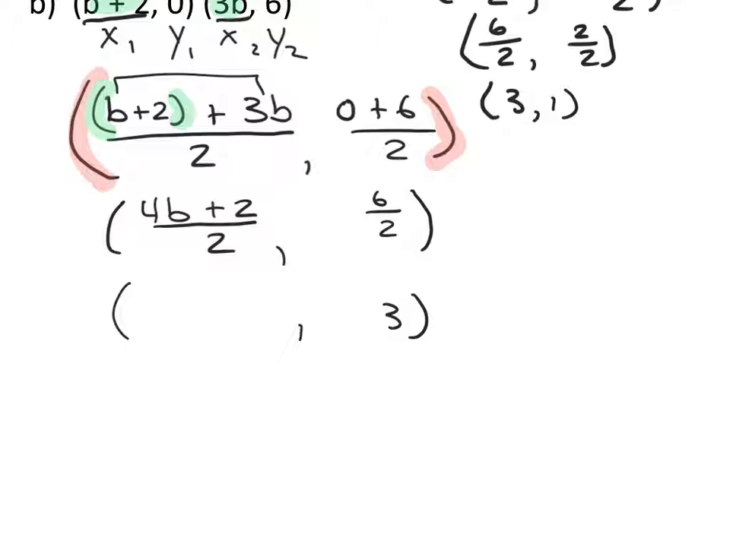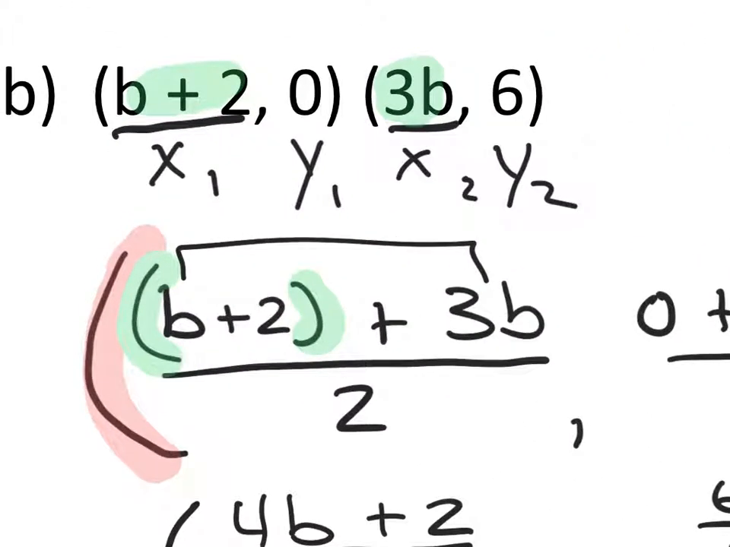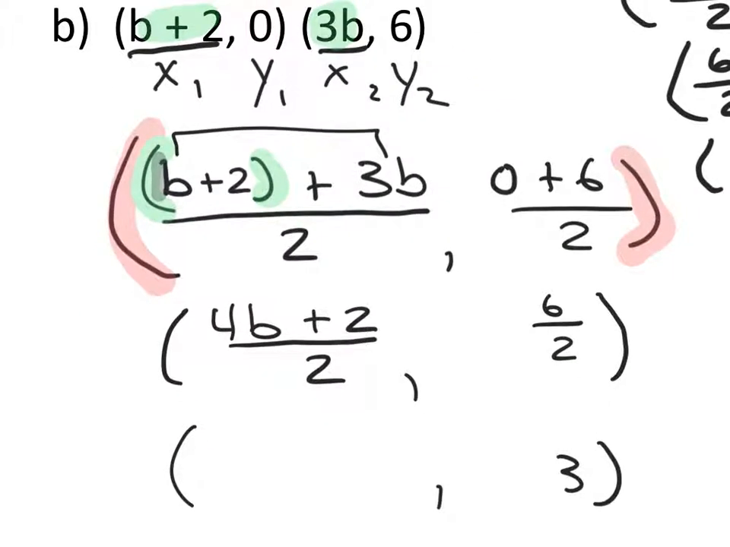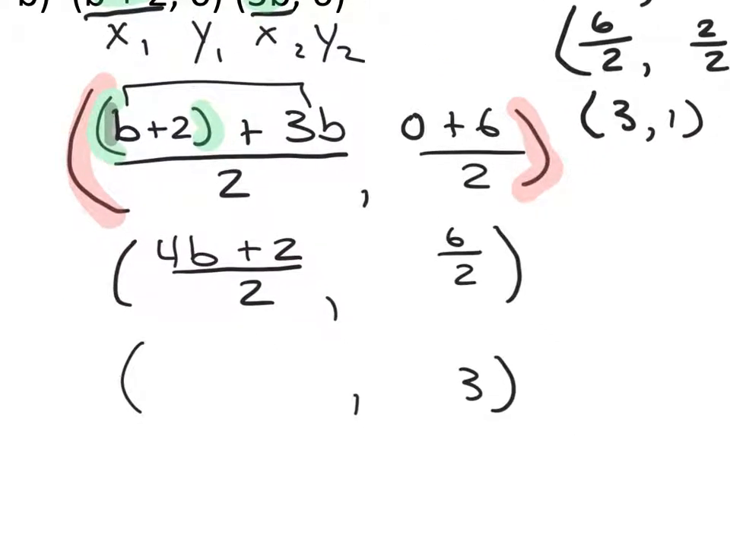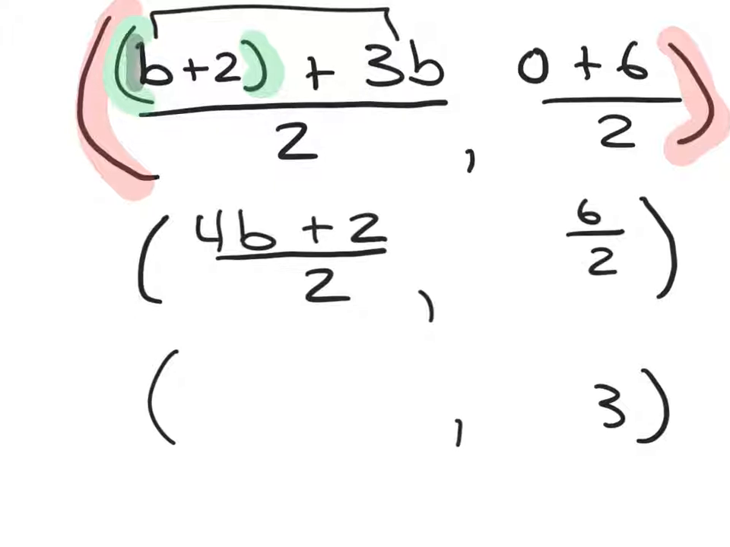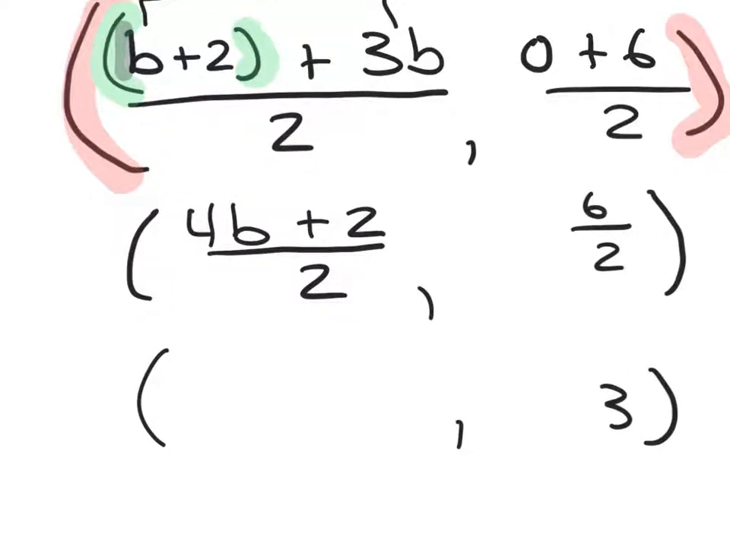Can you re-explain how you got 4b plus 2? Right, so I have b plus 2 plus 3b. I'm just combining like terms. 1b plus 3b is 4b. When you don't see anything out in front, we just know that that's 1b. 1b plus 3b is 4b. 4b plus 2. Now this can still be simplified a little.